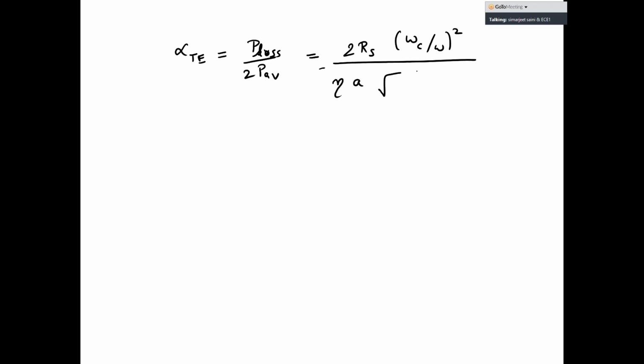But if I look at my alpha TE and I put the value of P loss by 2P average, the result I get is 2Rs omega C by omega square, eta A, 1 minus omega C by omega square. Just substituting the terms in, nothing much, where eta is Ex by Hy, the magnitudes of those.